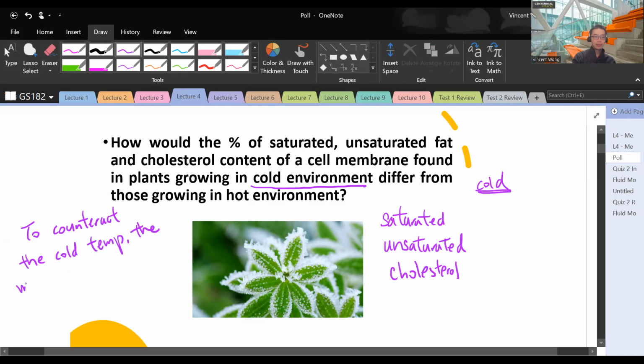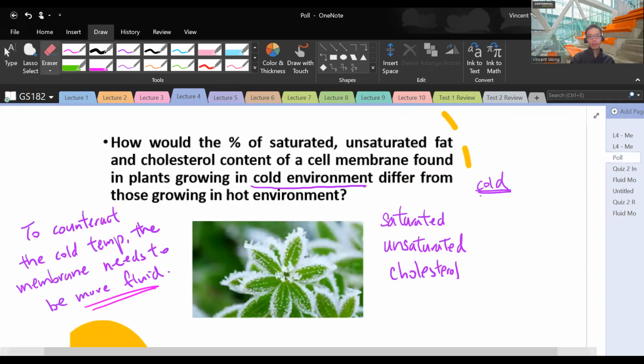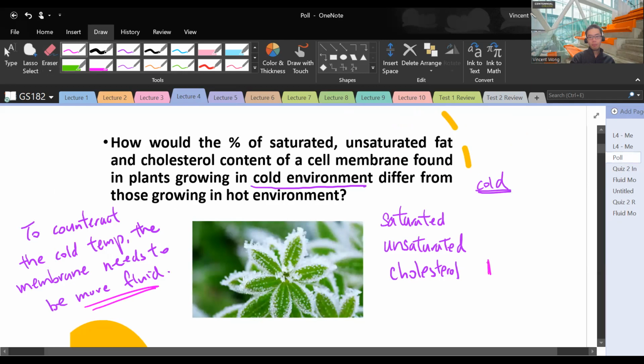the membrane needs to be more fluid, so it doesn't freeze up easily. Otherwise, the plant is gonna get damaged, right? And so if you want it to be more fluid, do you need more cholesterol or less cholesterol? Well, earlier I said that the more cholesterol you have, the more fluid it's gonna be. Right? So the answer is that you need to have more cholesterol.